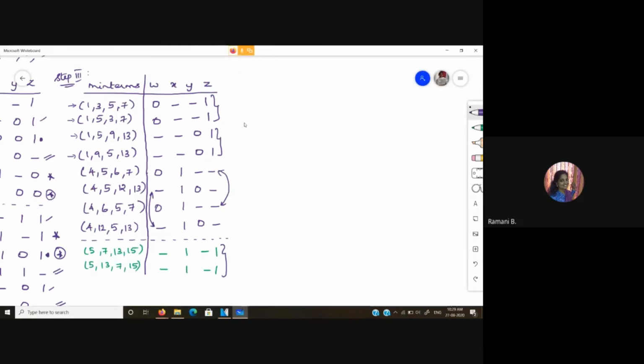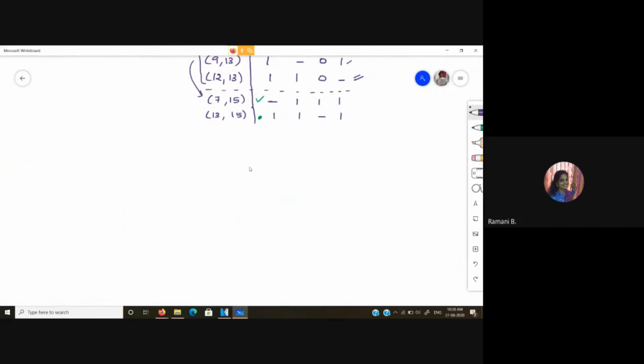So here the minterms 1 3 5 7 correspond to W bar Z. This corresponds to Y bar Z, this one corresponds to W bar X, this one corresponds to X Y bar, and this corresponds to X Z. So next we shall write the prime implicant table.